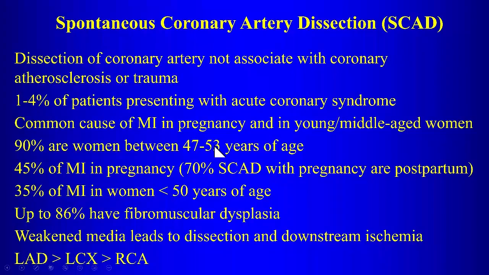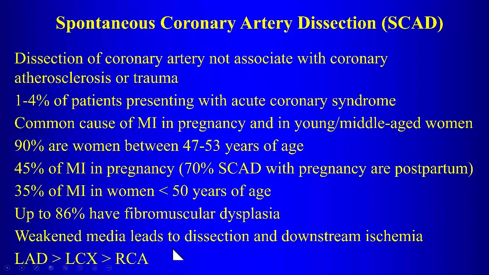So if you're given an exam question, woman, chest pain, funny-looking lesion in the coronary artery, start thinking about spontaneous coronary artery dissection. Common in pregnancy, 45% of MIs in pregnancy. 70% occur postpartum. Okay. So again, if you get the history that the patient was pregnant or recently pregnant, all of these are tip-offs on an exam question that this is what you should be thinking about. It's responsible for 35% of infarctions in women less than 50 years of age, and it's got a very high association with fibromuscular dysplasia.